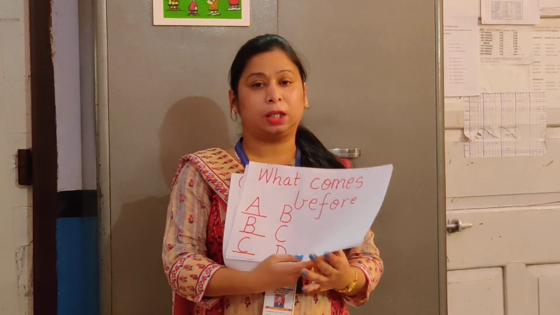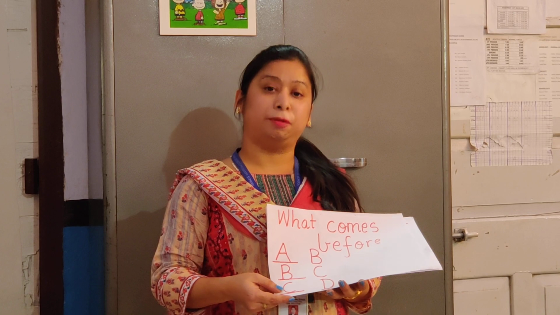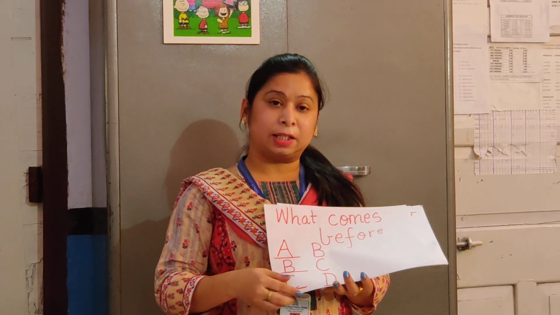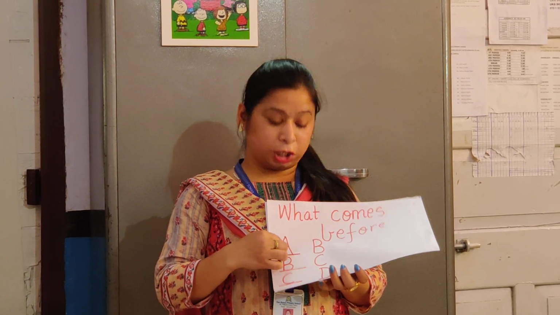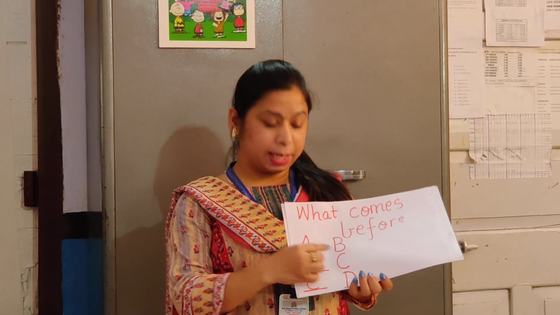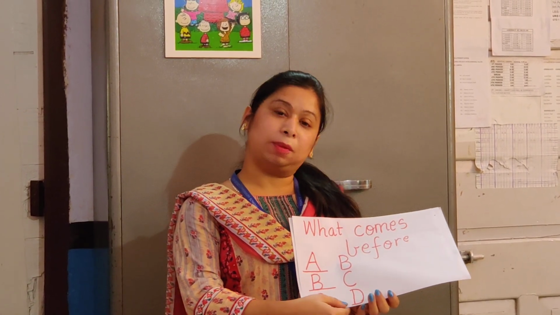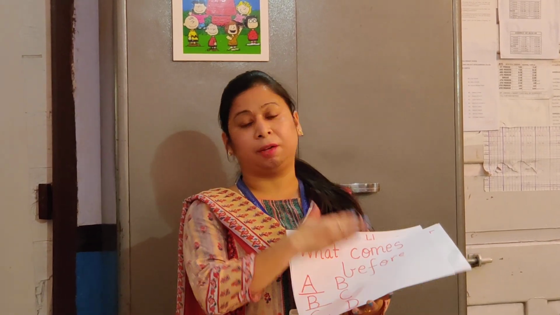Now, after you write, then we come to topics. What comes before? Here, the given letters are here. You have to write the letter which comes before the given letters. Like, what comes before B is A. What comes before C is B. And what comes before D is C. The same topic is uploaded on the website. Please follow it.